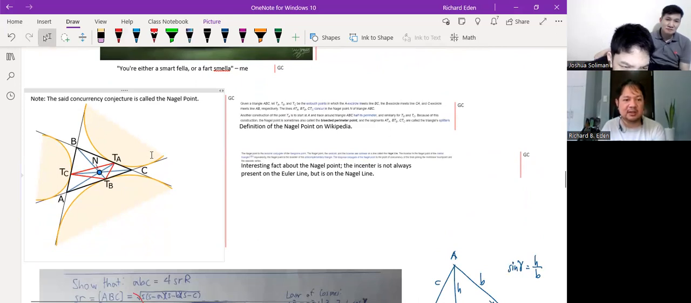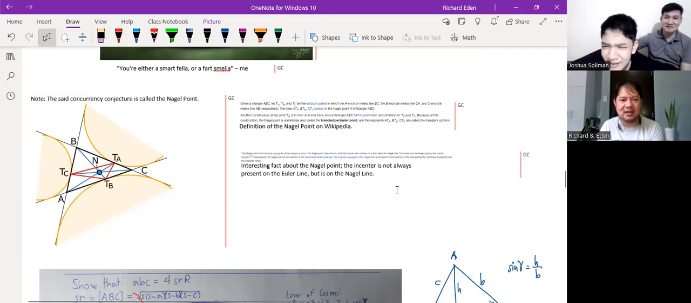So T sub A, T sub B, and T sub C are the X touch points, the points of tangency of the X circles with the sides. They are concurrent, and the point of concurrency is the Nagel point.